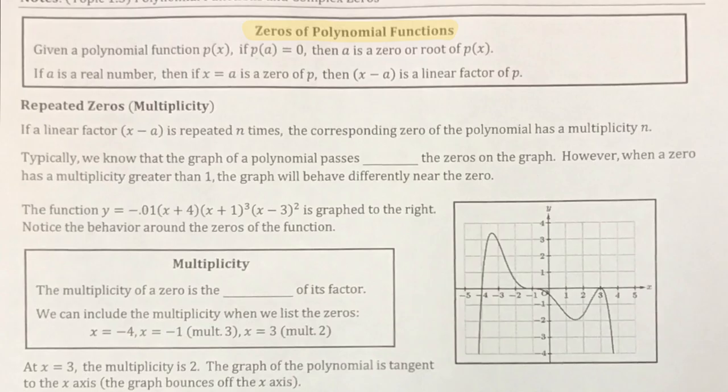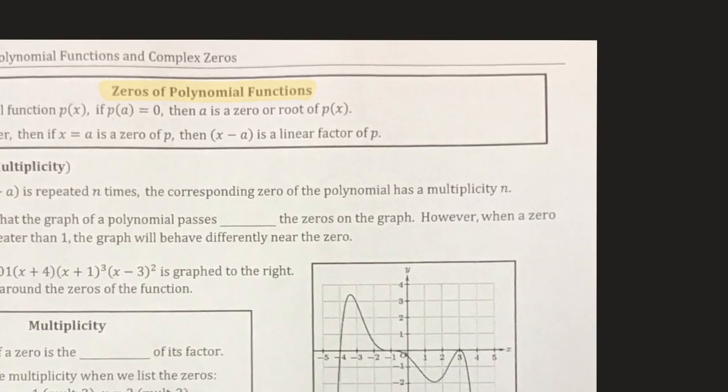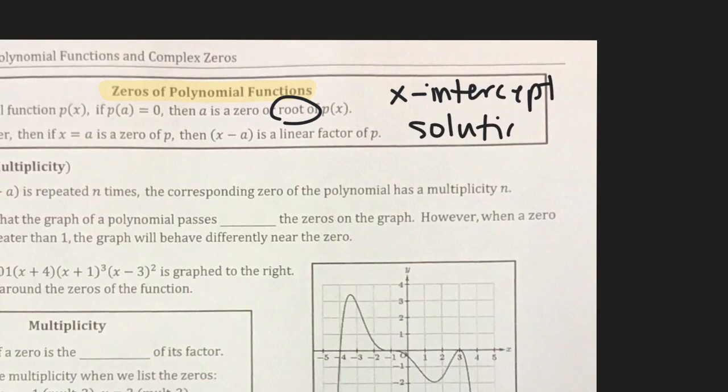We also call zeros roots. We call them x-intercepts. We call it the solution to your equation, as well as zeros. So all four of these words mean the exact same thing. We're figuring out where it crosses the x-axis. Where does it cross the x-axis?